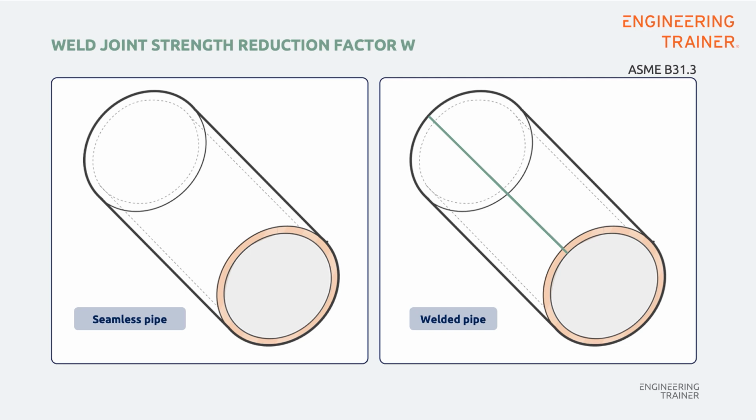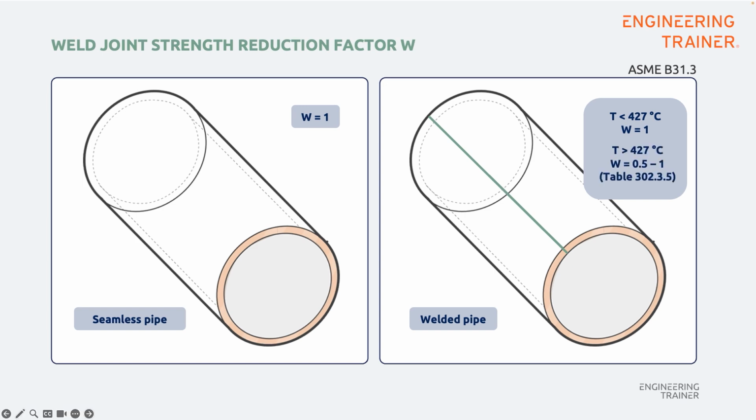Seamless pipes have no welds. So, the weld strength reduction factor is 1. Welded pipes below temperatures of 427 degrees Celsius have a weld joint strength reduction factor of 1. Above this temperature, the value should be looked up in Table 302.3.5. The value of the weld strength reduction factor varies between 0.5 and 1.